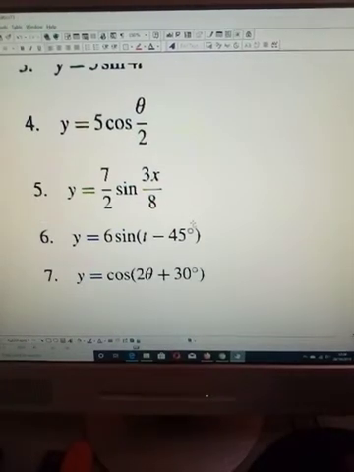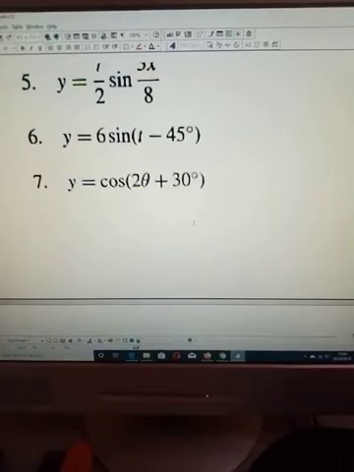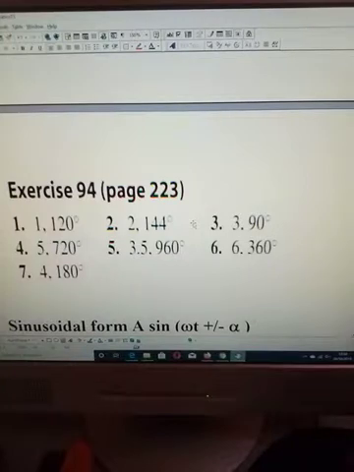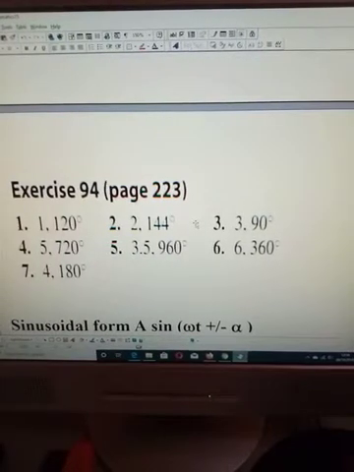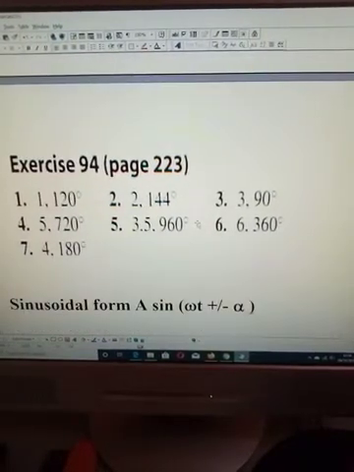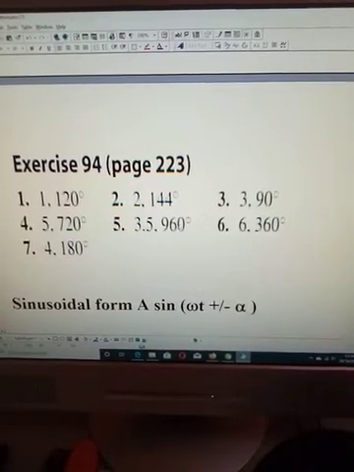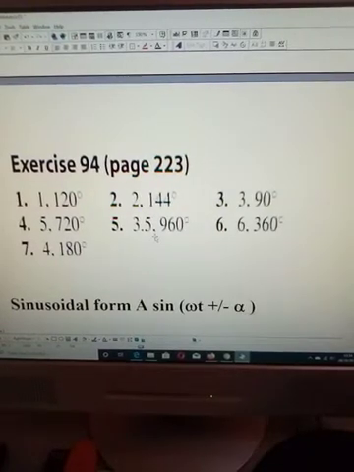And these are just examples for you to look at for yourselves. Here I've simply gone through exercise 94 and, right, I think these are the answers to some of the questions above.